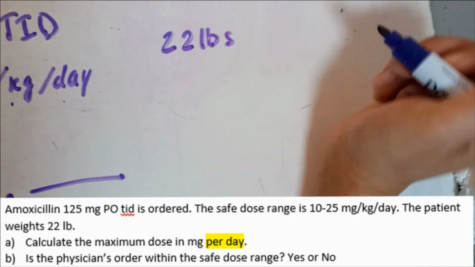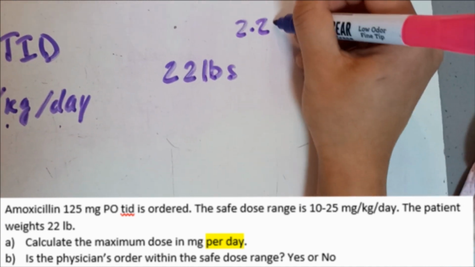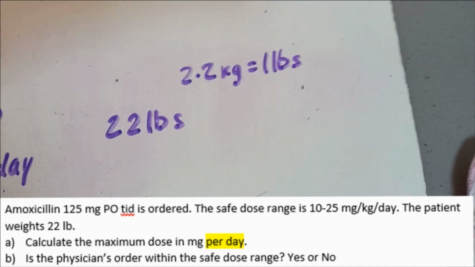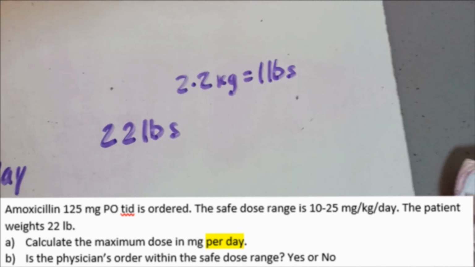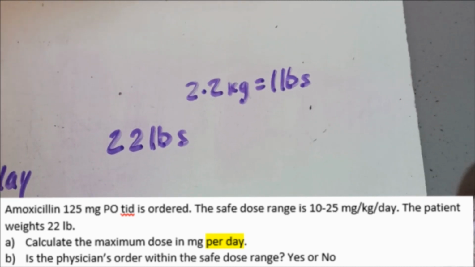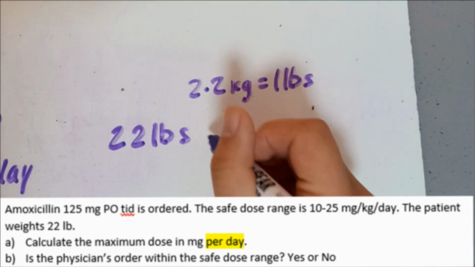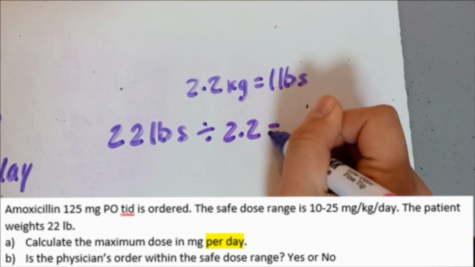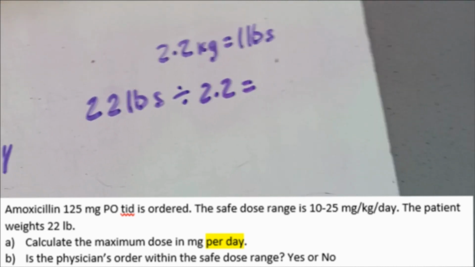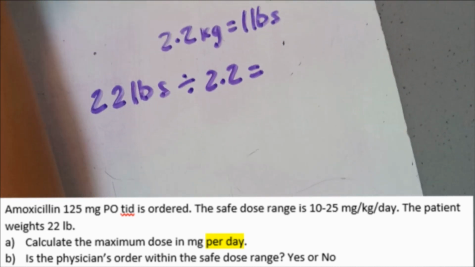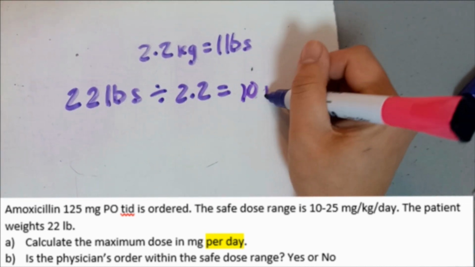If you remember, I said there's 2.2 pounds in 1 kilogram. I remember this because kilograms are always less than pounds, right? So you have to divide by 2.2 to get the amount of kilograms, okay? And you get 10. So they're 10 kilograms.